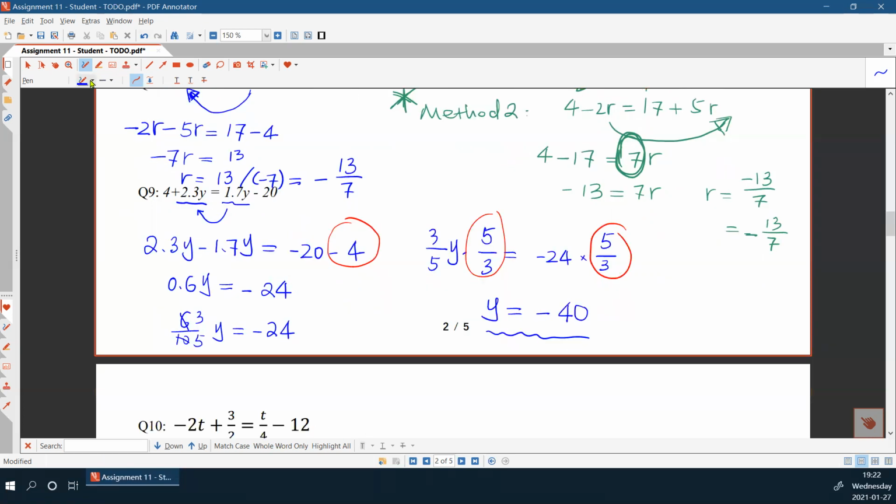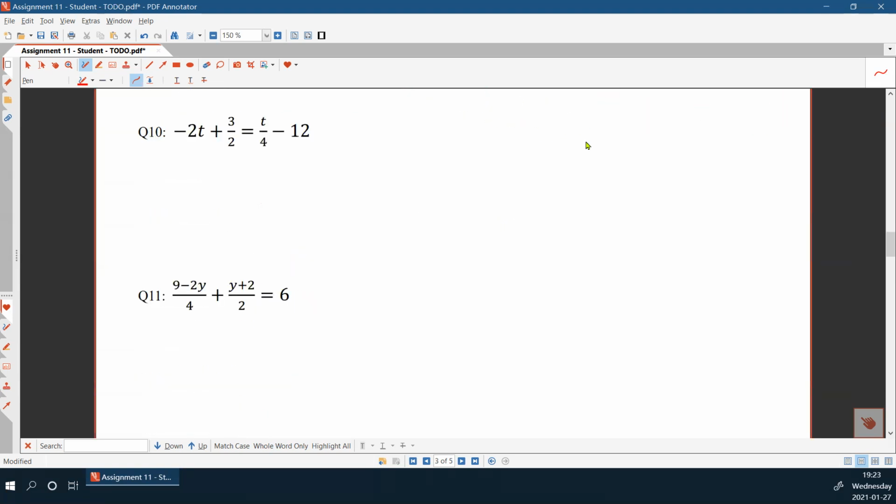No? Okay, so the takeaway here is, if you have something like this, if you want to try to solve x, you can always times the reciprocal of x coefficients, right? So these two cancel with each other, and then this gives you the solution for x, right? Okay, no questions? Okay, let's see question 10.